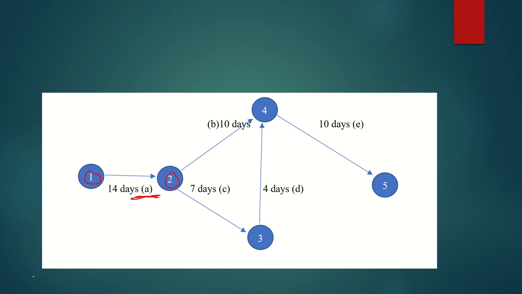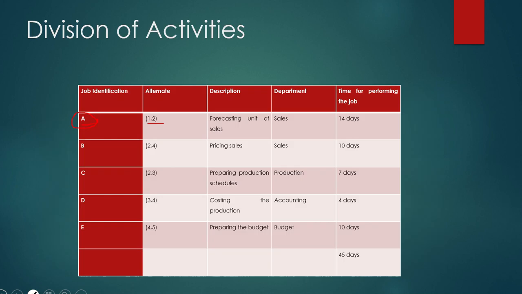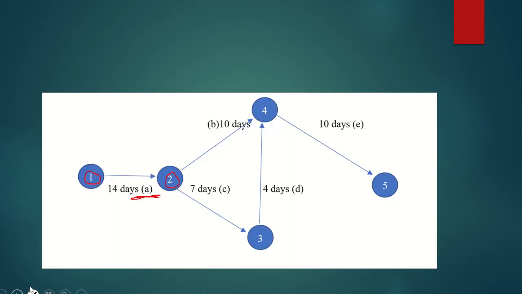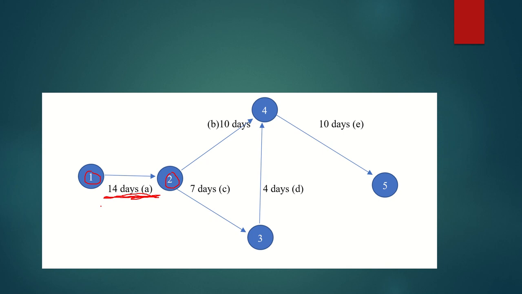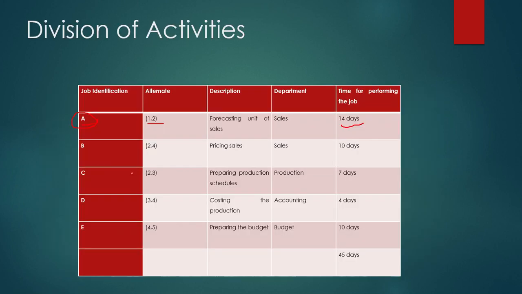So 1 to 2, how much time was it supposed to take? See here, 14 days. So here I have written 14 on the arrow. From 1 to 2, 1 and 2 are the events and A is the activity, and it will take 14 days. Then next is activity B.